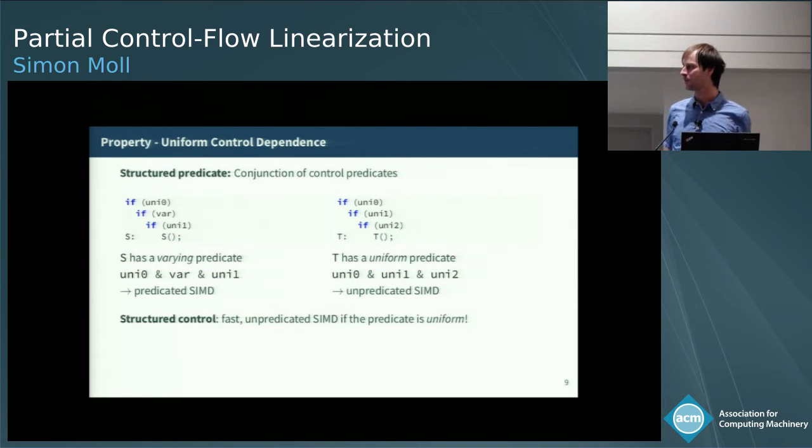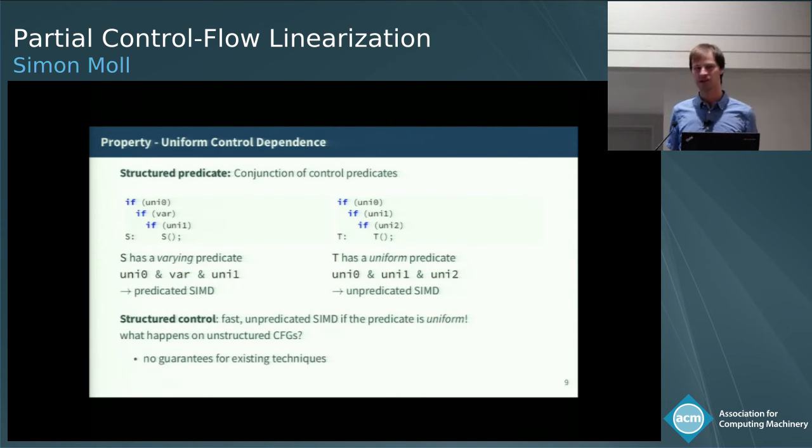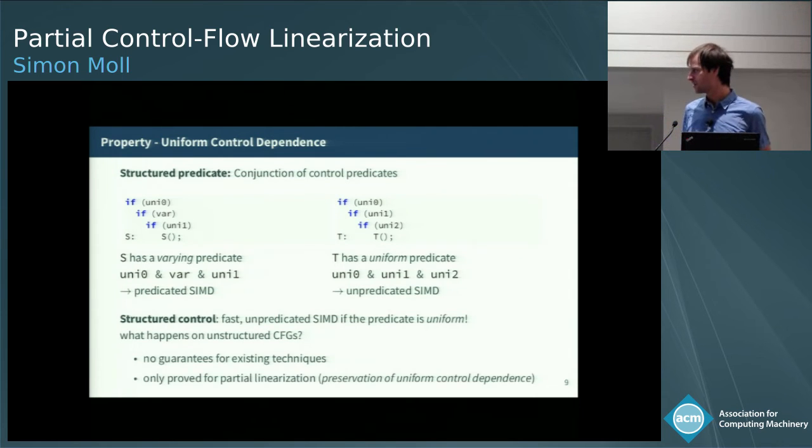And this is kind of obvious in the context of structured control flow and AST-based languages. In quintessence, it's basically: you can use fast unpredicated SIMD instructions if the predicate is uniform. But this is absolutely non-obvious for unstructured control flow graphs. And in fact, if you ask the question, what do current techniques deliver in the context of unstructured control flow? Well, there are no guarantees for this. This property doesn't actually hold, and nobody's even claiming it. But we've actually proved this for our approach. So we're the only approach that currently gives you this guarantee for unstructured control flow. And this is the preservation of uniform control dependence property.